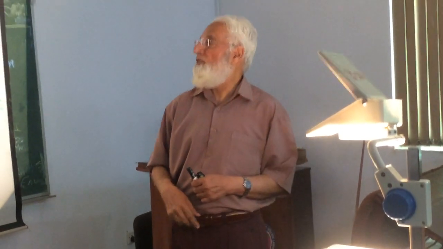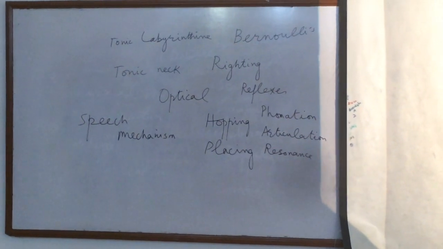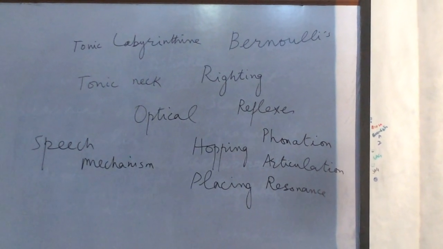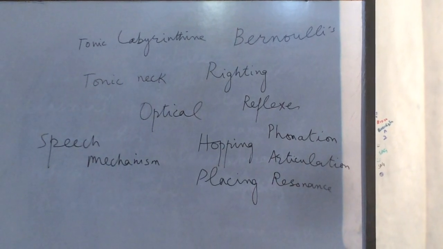The second process involved in the speech, verbal speech, is articulation. Articulation is formation of words from sound produced in the larynx. So words are formed from the sound produced in the larynx. And what are the organs of articulation?